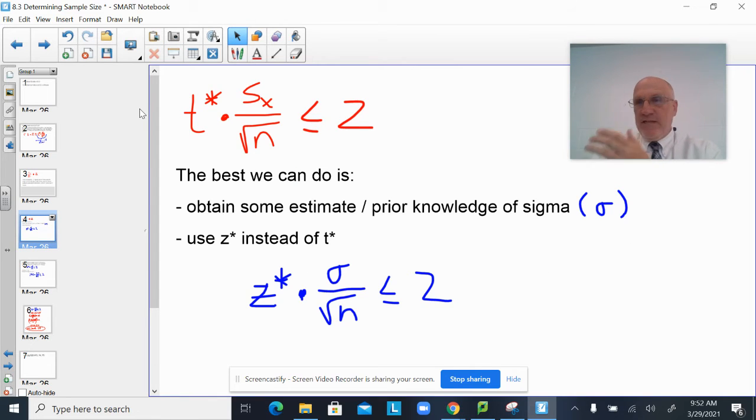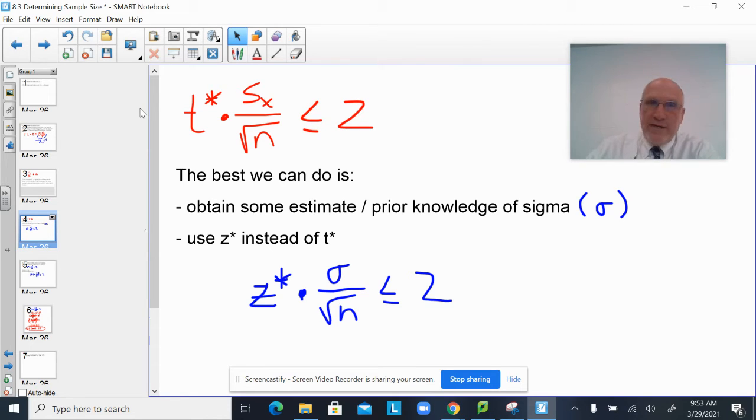So here's how we're going to handle that. The best we can do is this. For the Sx, we're going to have to use, not make up, but somehow have some sort of prior knowledge of an older population standard deviation, sigma. And then for t star, we're going to have to just use the z star. And we know z star numbers. That's just right out of our calculator. It was 1.96 for 95%, et cetera.